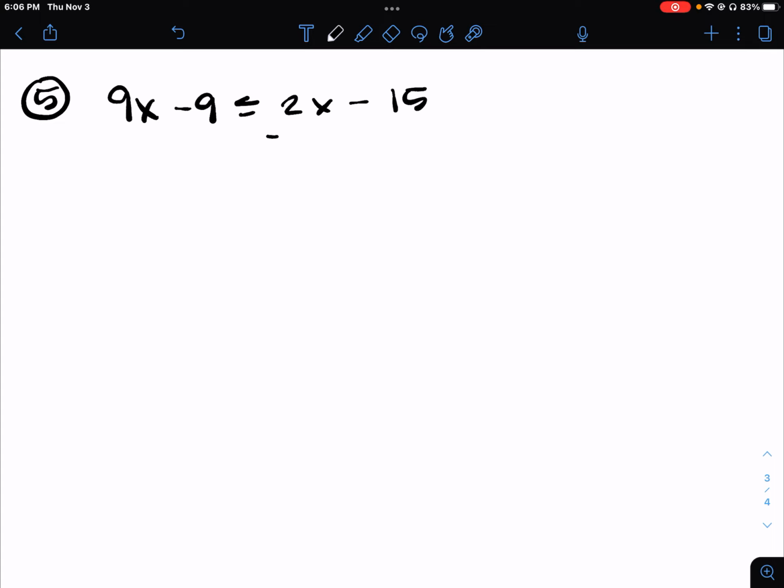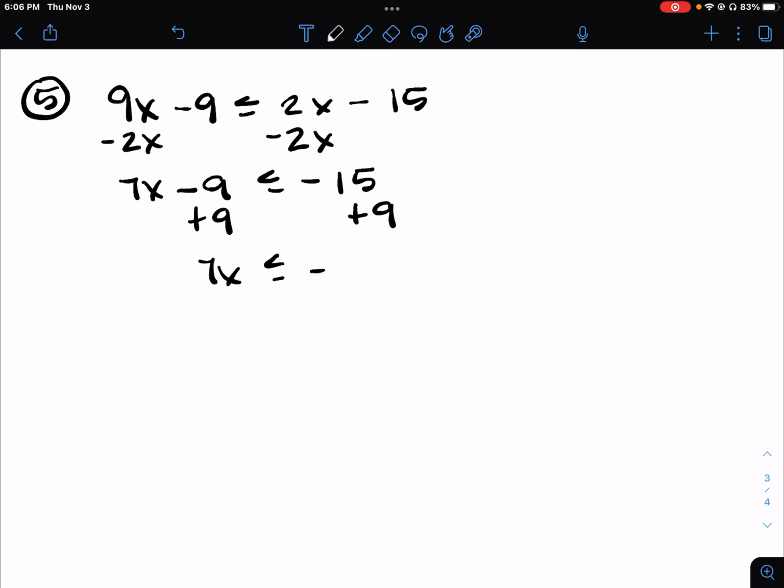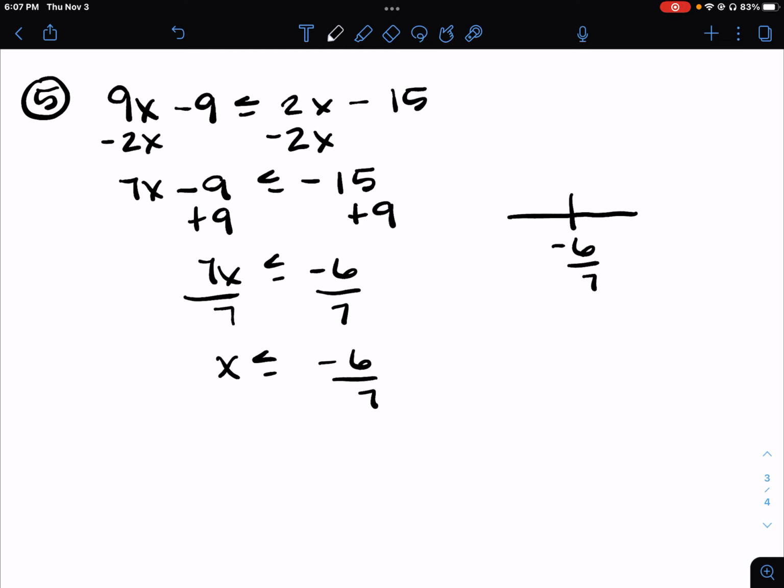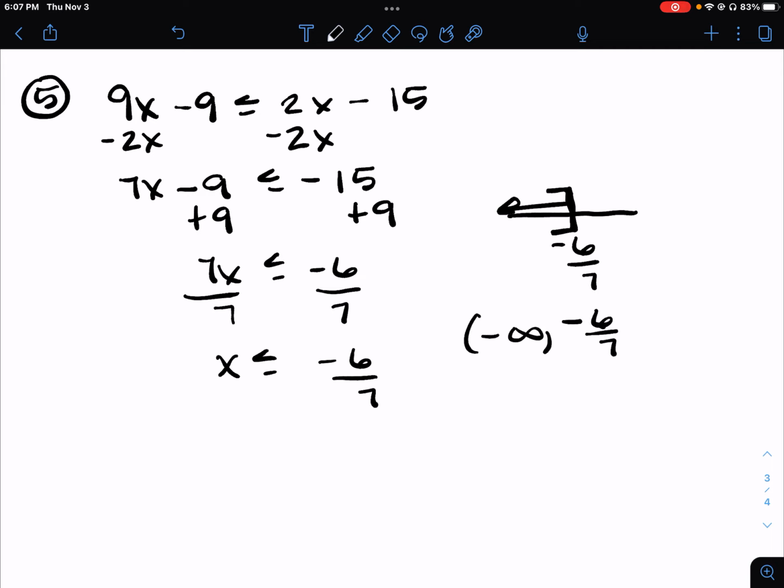Okay, variables on both sides, subtract. Add 9. Divide. We're dividing by a positive, so that stays the same. Less than or equal to is to the left, or equal to says include, because negative 6/7 is equal to negative 6/7. So we start on the left, negative infinity to negative 6/7, with the bracket because of or equal to.